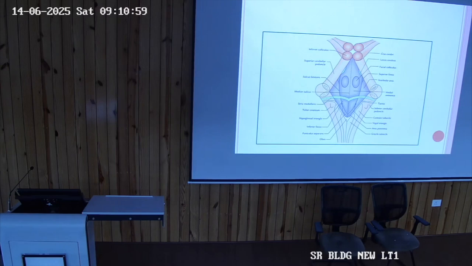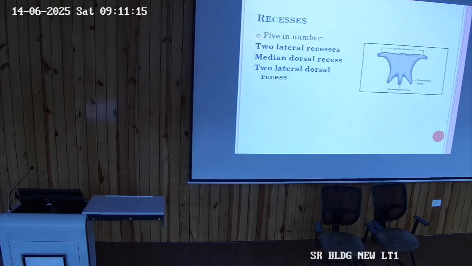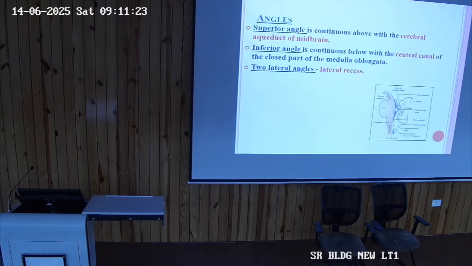There is a roof, there is a floor, then there are angles. There are four angles: superior angle, inferior angle, and then there are two lateral angles. And then the extensions, it has lateral boundaries also, and then it has got certain recesses also. So before coming to the recesses or the extensions, first we will be coming to the angles.